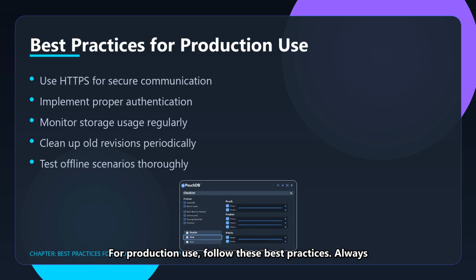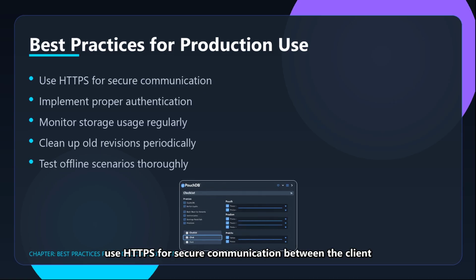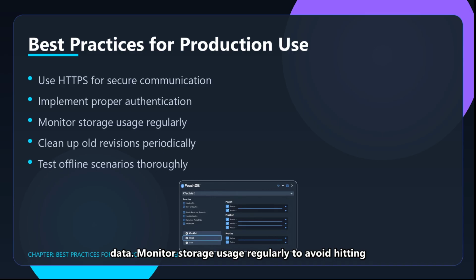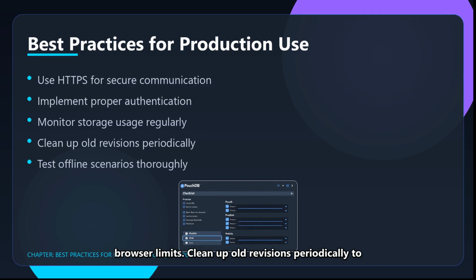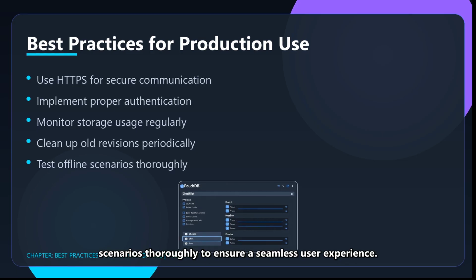For production use, follow these best practices. Always use HTTPS for secure communication between the client and server. Implement proper authentication to protect your data. Monitor storage usage regularly to avoid hitting browser limits. Clean up old revisions periodically to keep the database efficient. And finally, test offline scenarios thoroughly to ensure a seamless user experience.